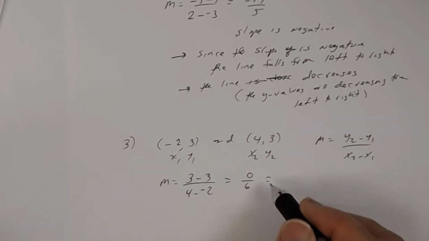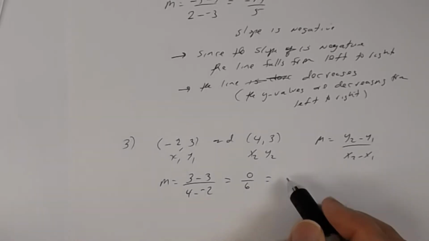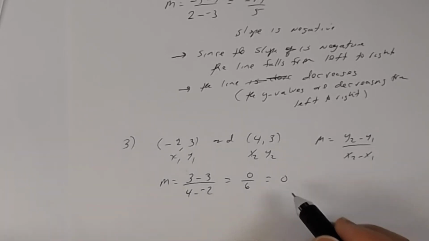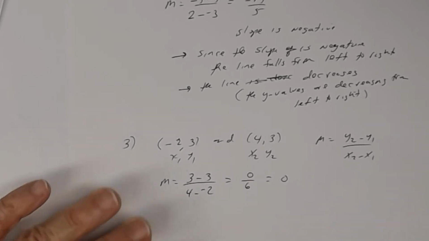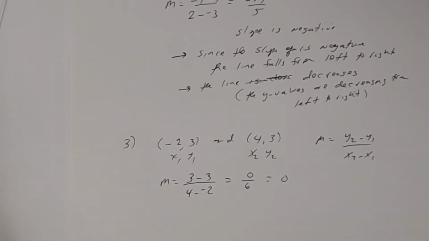But you have to remember that 0 divided by 6 is 0, so you must say 0. And so the slope is 0. Let's remind ourselves what that means when we have a line whose slope is 0.